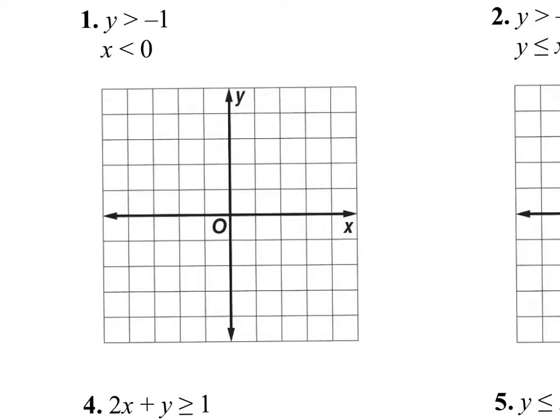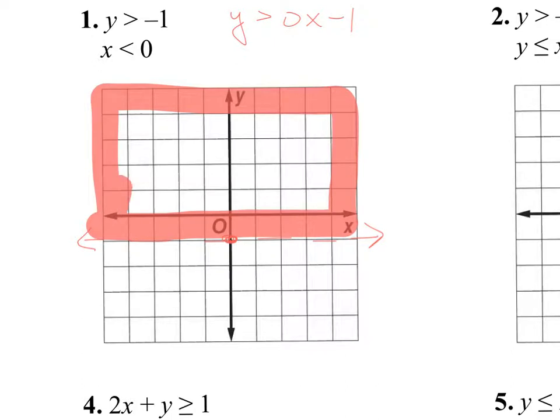So keep in mind that y is greater than -1 would be the same thing as y is greater than 0x minus 1. So you're going to start at -1. Now, since there's no equal sign, it is a dotted line. Remember from yesterday, that means it's not part of your solution. And since it says y is greater than, we're going to shade on the upside. We're going up, greater than.